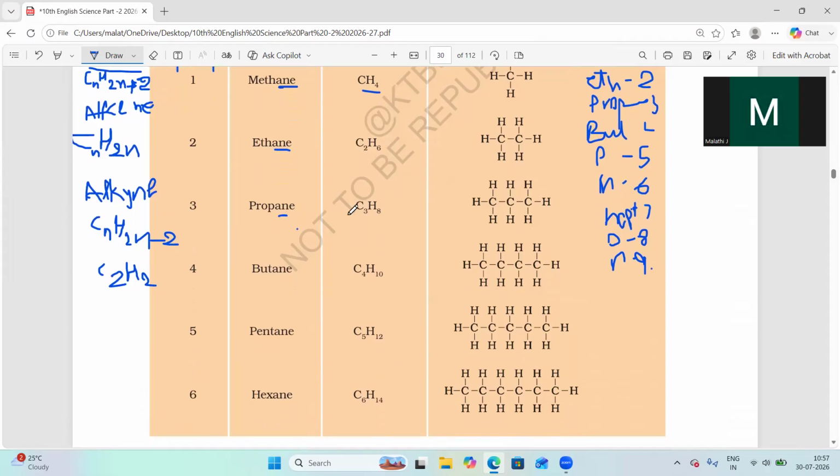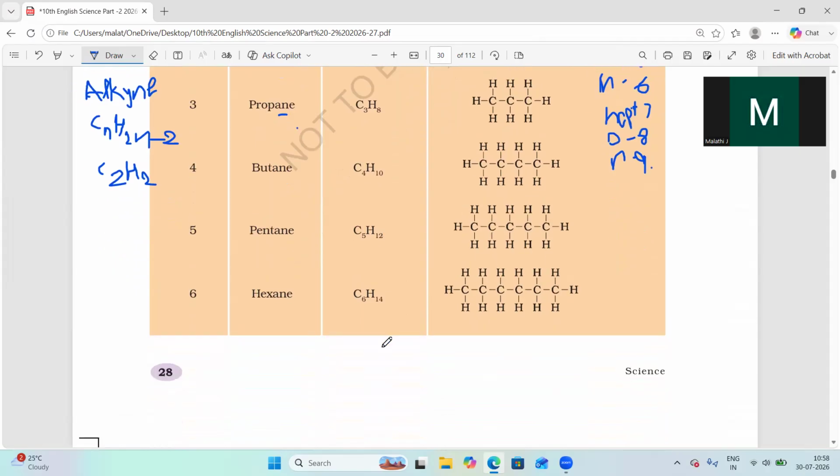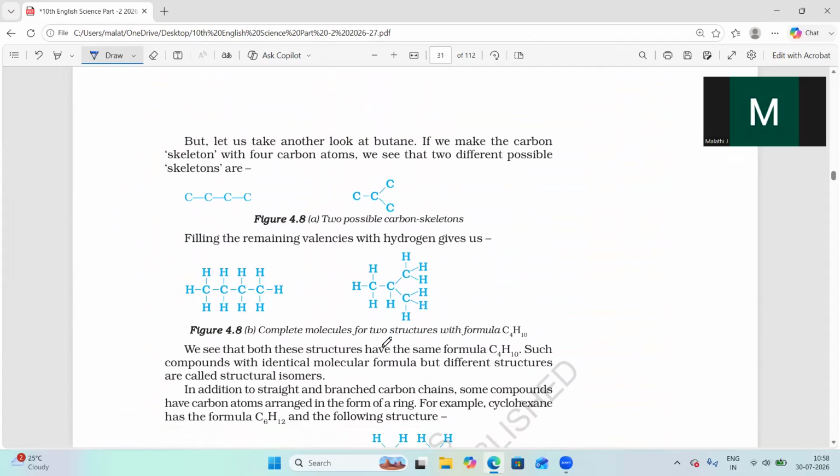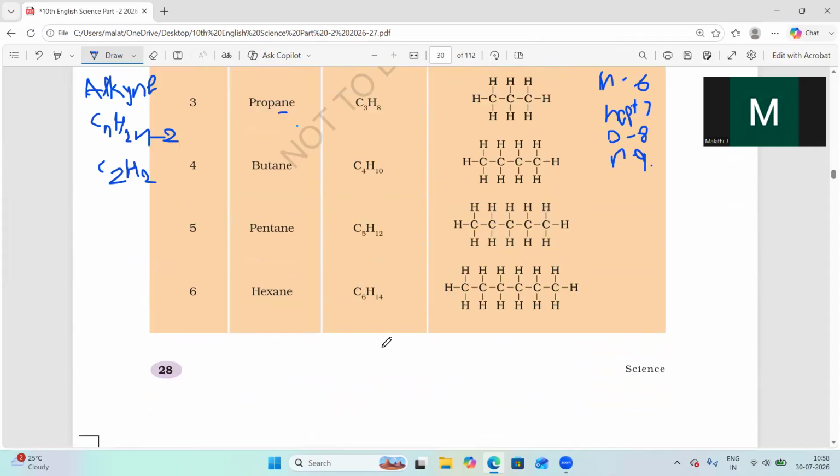ANE means all the carbon atoms have single bonds. Butane means, as we said, the number of carbon atoms will be 4. Right? If you apply the CnH2n+2 formula, you will get C4H10. Around the carbon there should be 4 bonds, and you should write the structure for butane. Pentane means C5H12. Hexane is C6H14. Like this, you should write the structures. This is how it happens.